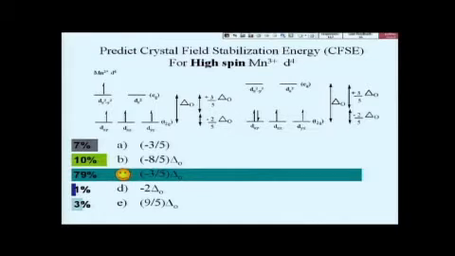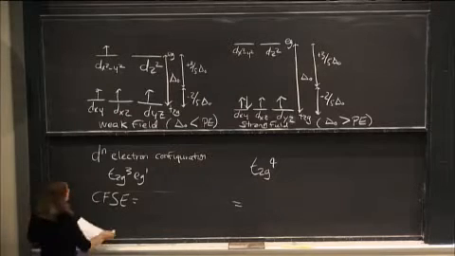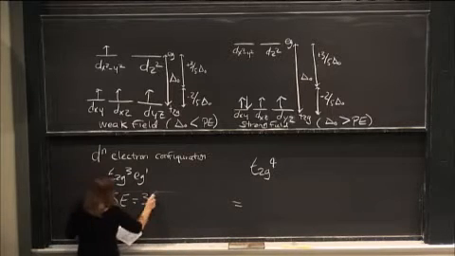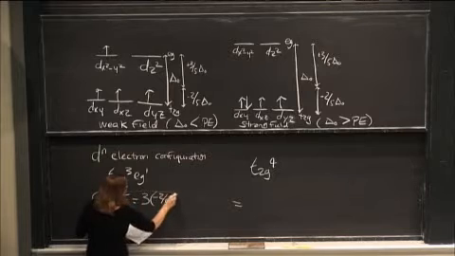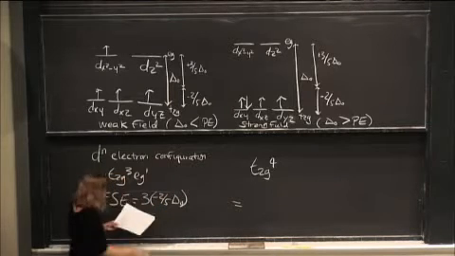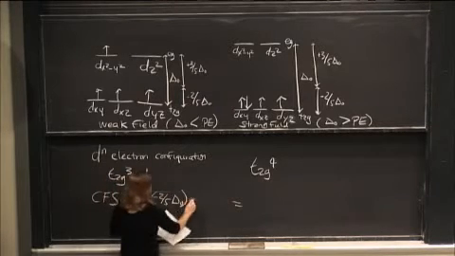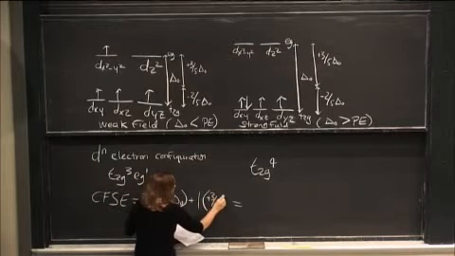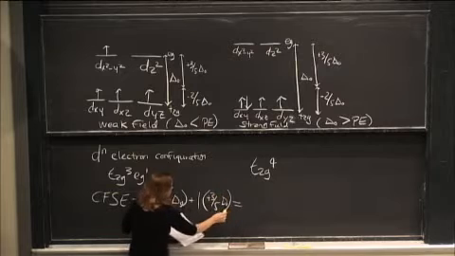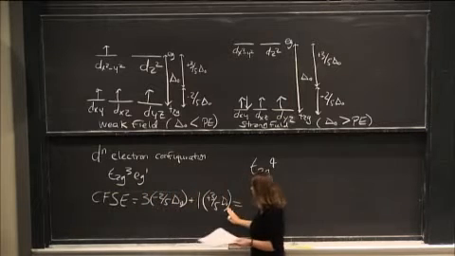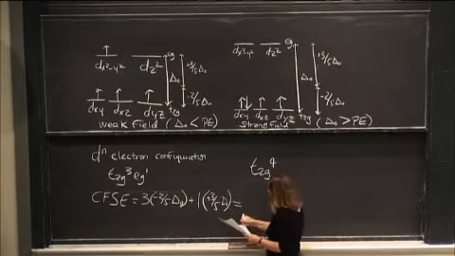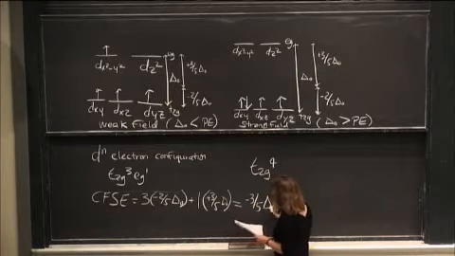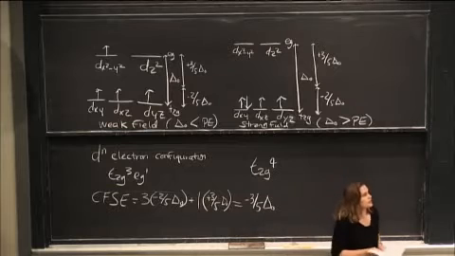So first we consider how many electrons we have in the lower set of orbitals. So we have 3. Those 3 are stabilized by 2/5. And then we have 1 in the upper set. So we have 1 at 3/5 times the octahedral crystal field splitting energy. So this ends up with minus 3/5 times the octahedral crystal field splitting energy.